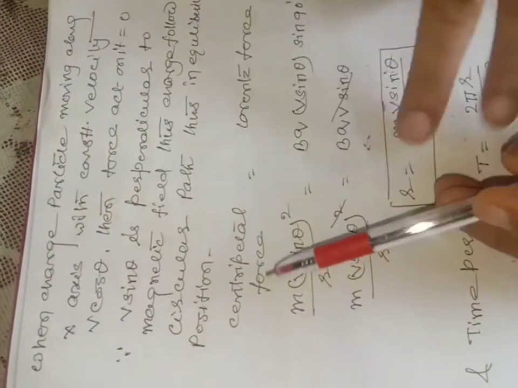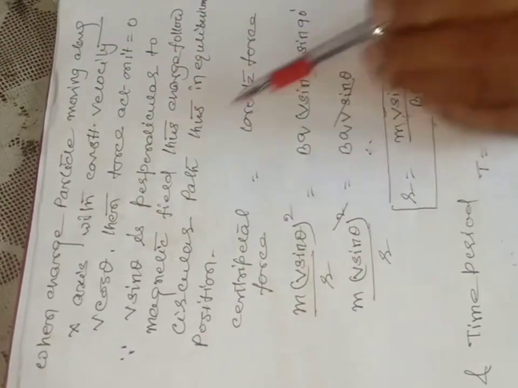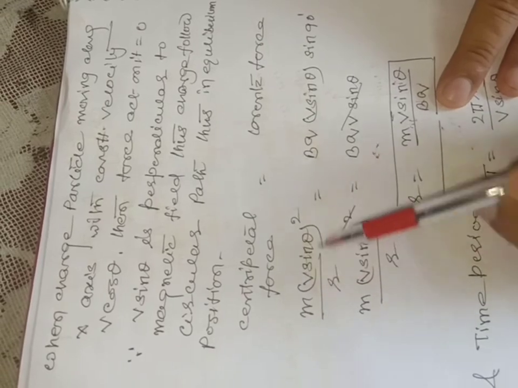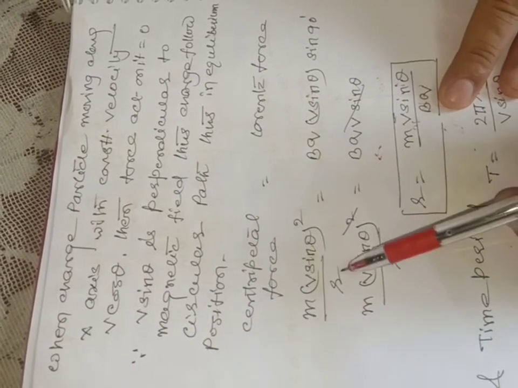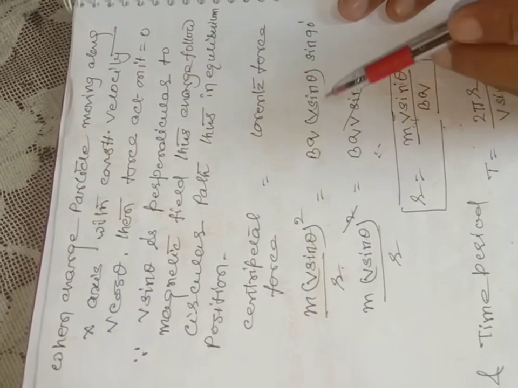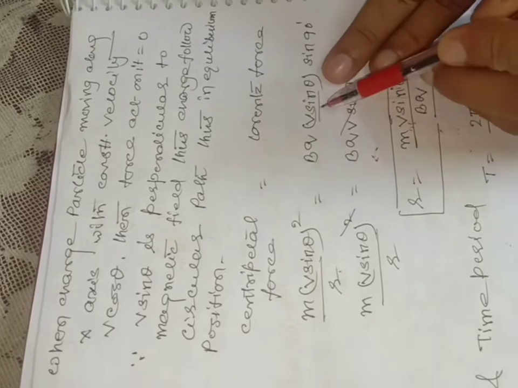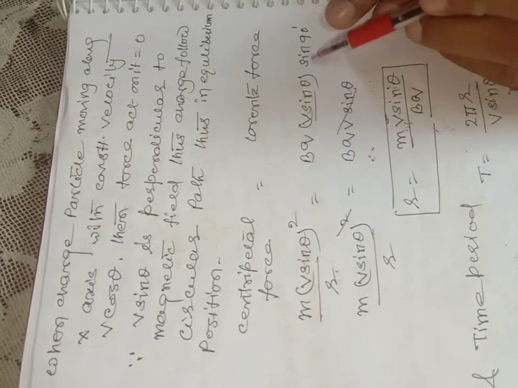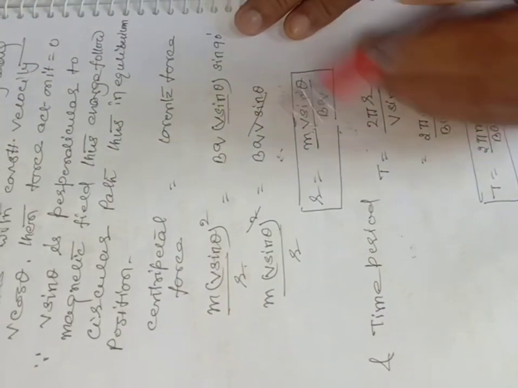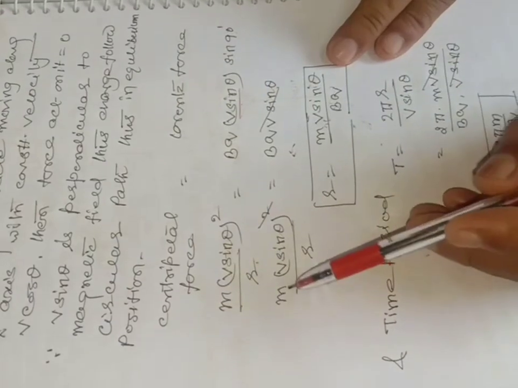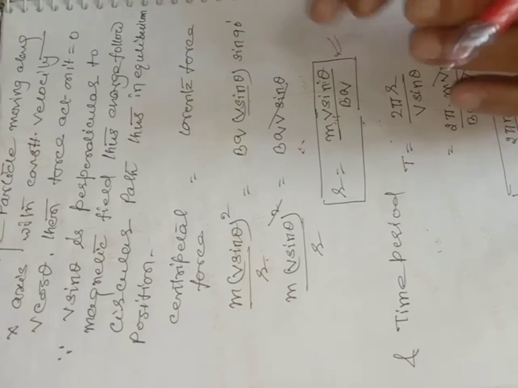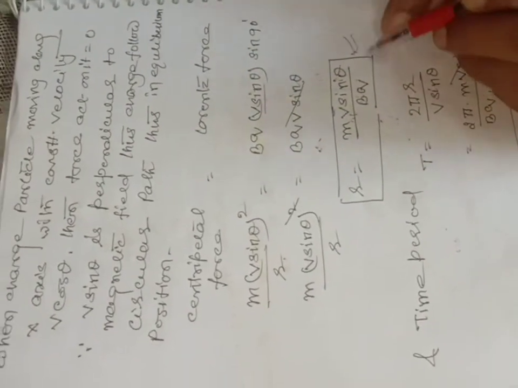Thus in equilibrium, centripetal force is equal to Lorentz force, because the path is circular. So m, but the velocity is v sin theta. Instead of v, we will write here v sin theta. So m v sin theta squared by r is equal to bqv, and instead of v, we will write here v sin theta, with sin 90, because 90 is the angle between b and v sin theta. Correct now? So it becomes r is equal to mv sin theta by bq. Instead of mv by bq, in this condition especially, it becomes mv sin theta by bq.